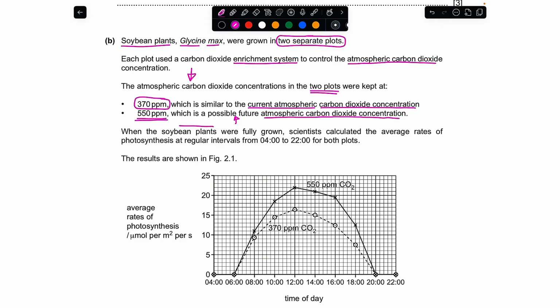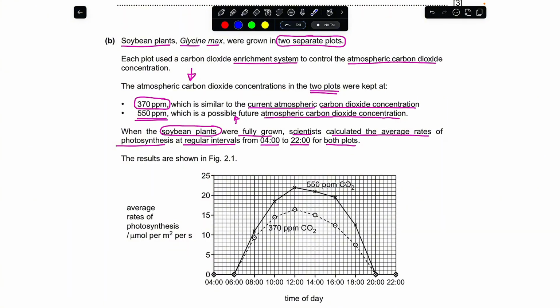Now, after these soybean plants were fully grown, what the scientists did was calculate the average rate of photosynthesis at regular intervals from 4 a.m. to 22 p.m. for both plots. Now, since we are changing the CO2 concentration, that would be our independent variable, and we are measuring or calculating the average rate of photosynthesis, so this would be our dependent variable.